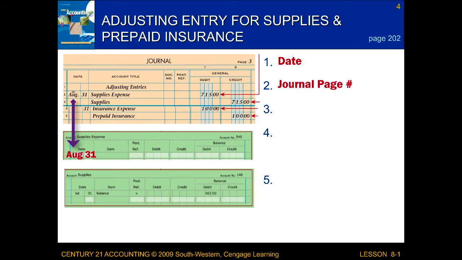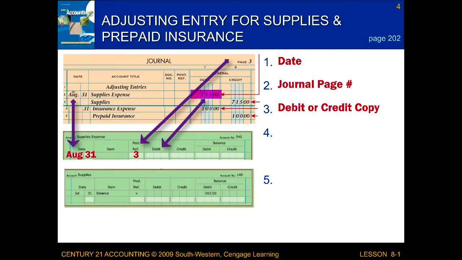So I'm going to write down August 31st. Then I'm going to look at the post reference, and I'm going to say that this information is being posted from this specific journal page. And so the journal page that I'm on is page 3. So that's my first line of my X. And then I'm going to bring down, was supplies expense a debit or a credit? Supplies expense was a debit, so I'm just copying that number of 715 down into the debit column.